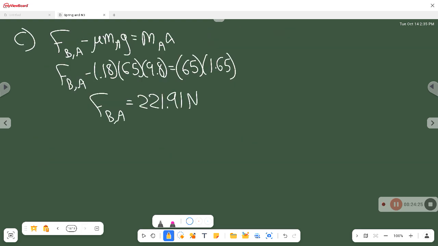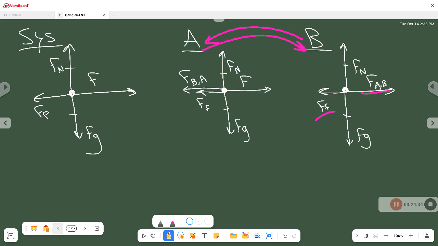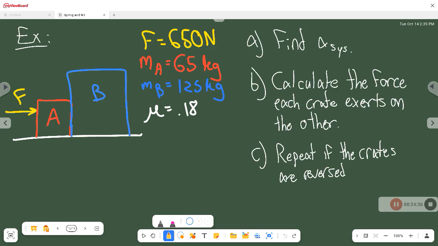So in this reverse world where block B is first and then block A, we have a force between the two of 221.91 newtons, which kind of makes sense, right? Block B would need to push less on block A because it has less mass, right? So it doesn't need to push as hard as block A is pushing on block B to get them moving at that rate. Okay, that is spring force and Newton's third law.